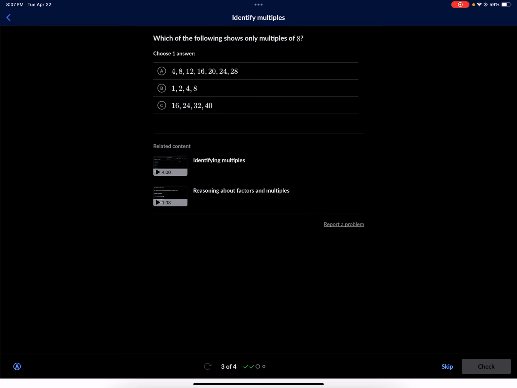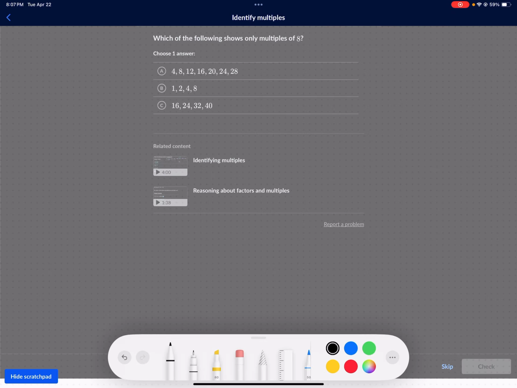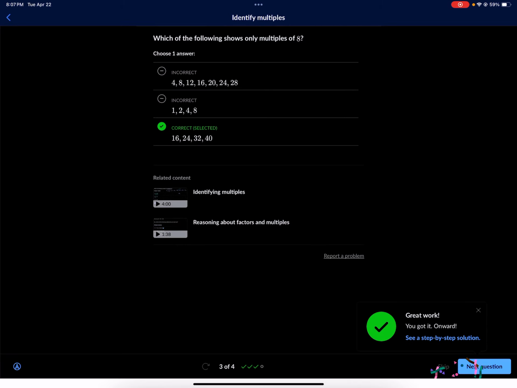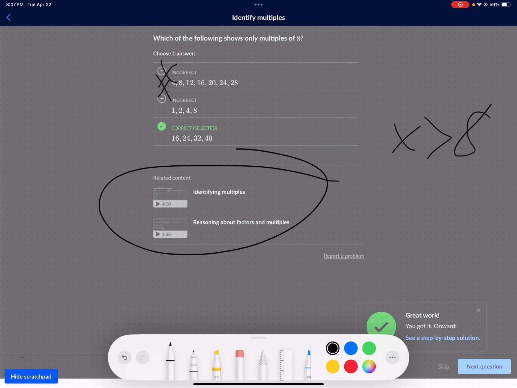Which of the following shows only multiples of 8? So, if it's multiples of 8, it has to be bigger than 8. So, x must be bigger than 8. And A and B do not demonstrate that. So, our answer here must be C. If you got that right, good job. Watch those videos, otherwise, happy studying.